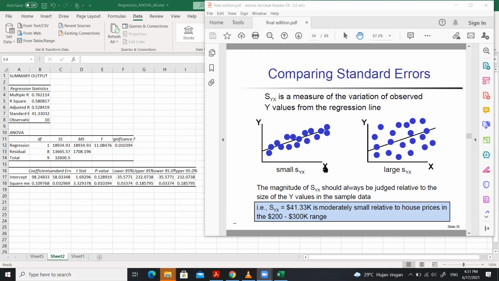Comparing standard errors, a small standard error means that the data is tight to the predictor, and otherwise a large standard error means the data is spread with respect to the predictor.